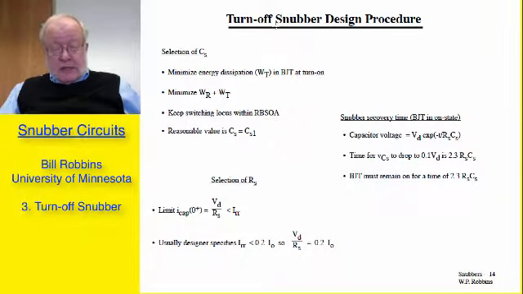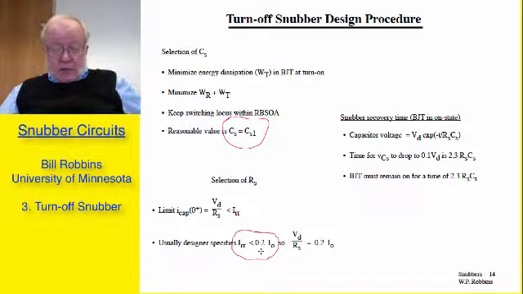Here is a more detailed look at a turn-off snubber design procedure. As I already indicated, we probably want to pick CS equal to CS1. As far as the selection of RS, we want to limit the capacitor current to be less than the reverse recovery current, and that's equal to V sub D over RS. Normally a designer wants to pick the reverse recovery current to be significantly smaller than I naught. A factor of 1/5 of I naught is a typical number that's picked, and so that would give you V sub D over RS is equal to 0.2 times I naught.